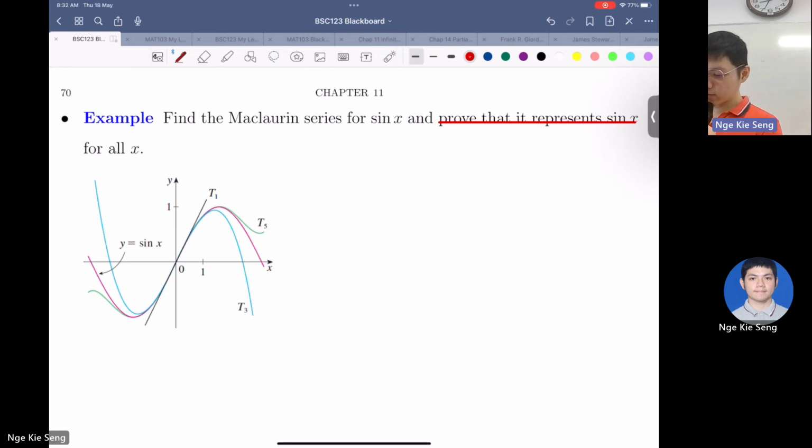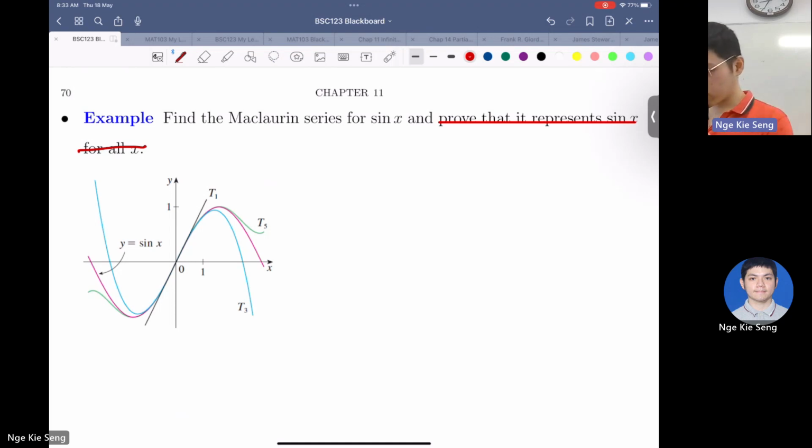But I will still put on the solution if you're interested. So let's try and find the Maclaurin series. Let's do this first. What's a Maclaurin series? It's a Taylor series centered at x equals 0.